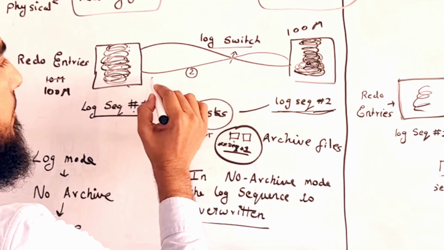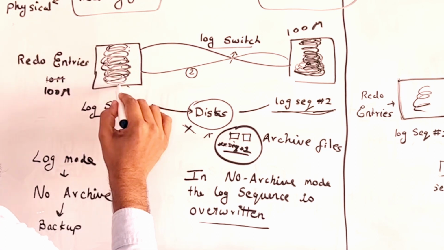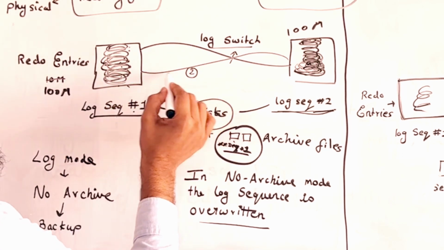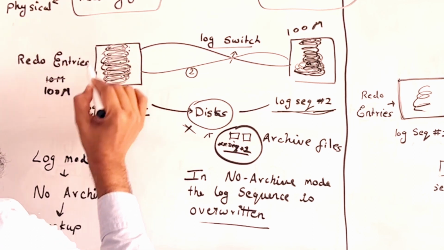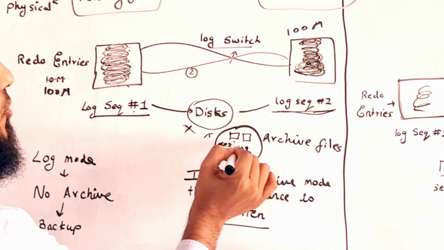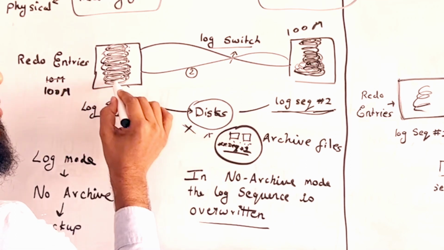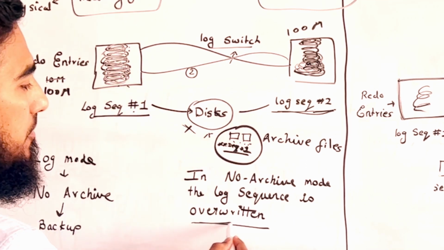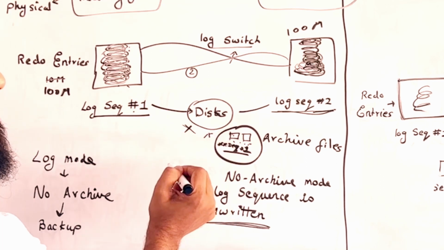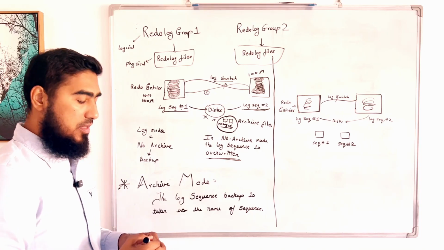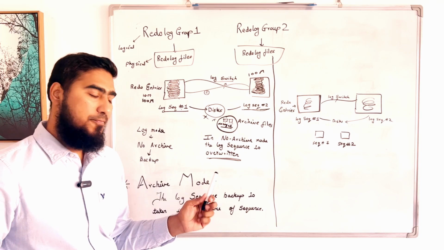Second log switch will happen. Now there is already data. The new redo entries will override this data because this has not been backed up into the archive files. So the data would be overwritten and we don't have the old data. That has happened in no archive mode.